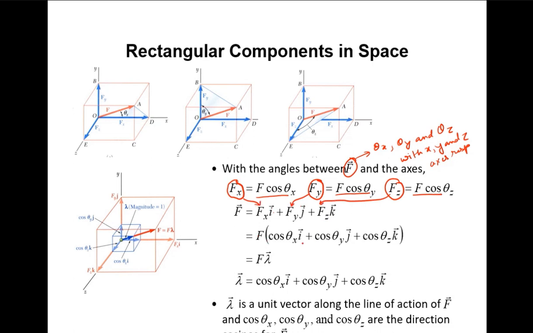So F is common, and cos theta x, cos theta y, cos theta z, you just take the summation of that. Now this can be written as F into lambda, right? Now what is this lambda? We are replacing this portion by lambda. Now in vectors we can say that this is the direction cosine.